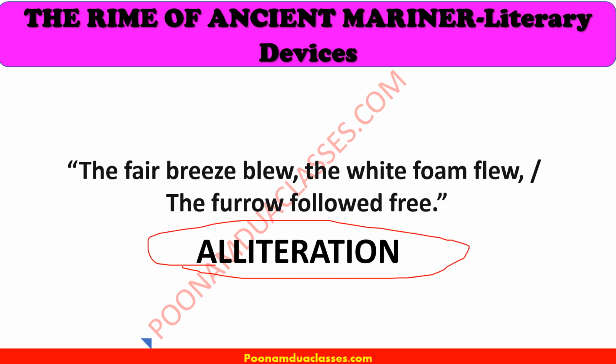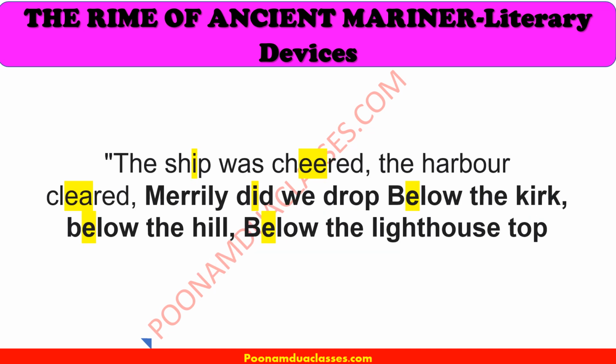Alliteration is a type of repetition that is concerned with the use and reuse of the same consonant sounds at the beginning of multiple neighboring words. You can see the fa sound in many of the words, the ba sound here, breeze blew, and furrow followed free again, the fa sound is there. So this is alliteration.